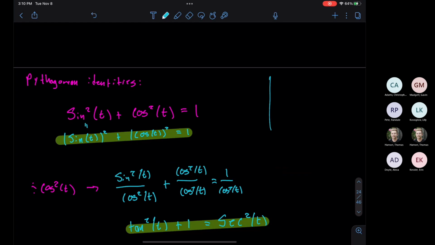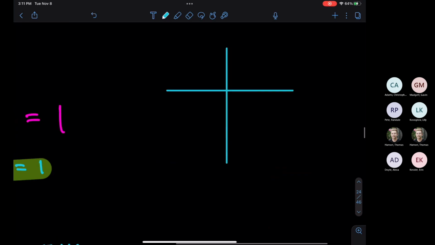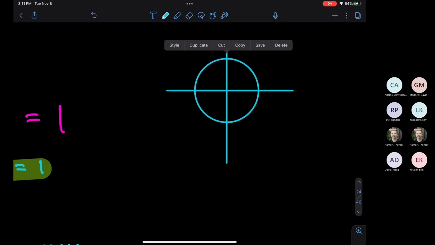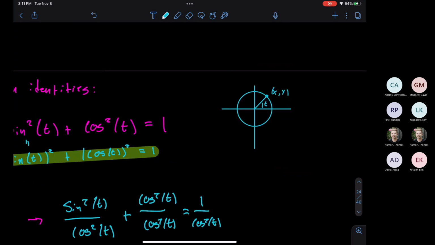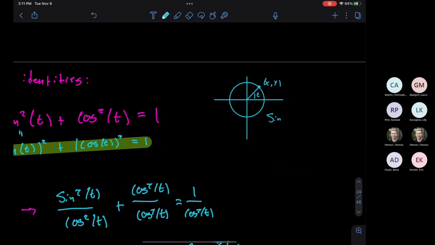Why? Because if you take the angle t and put it in the unit circle, what's going to happen? You put the angle t in, it looks like this. You go to the point x comma y. Then what is true? Sine of t is equal to y. Cosine of t is equal to x, yes?